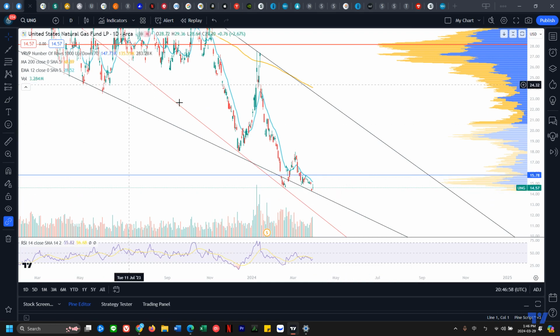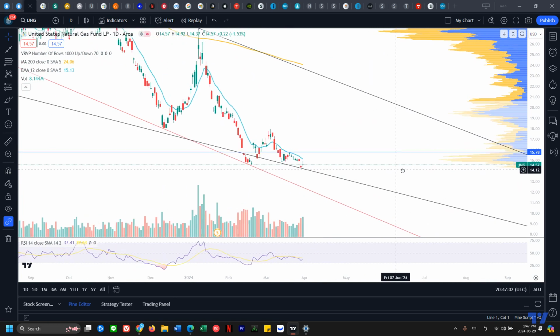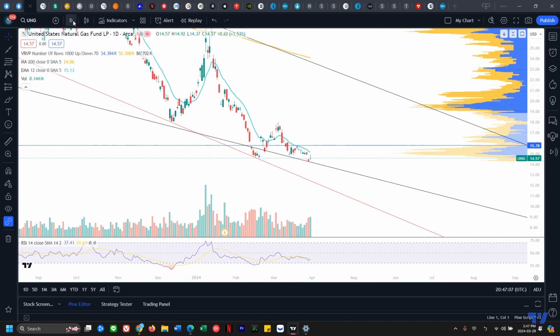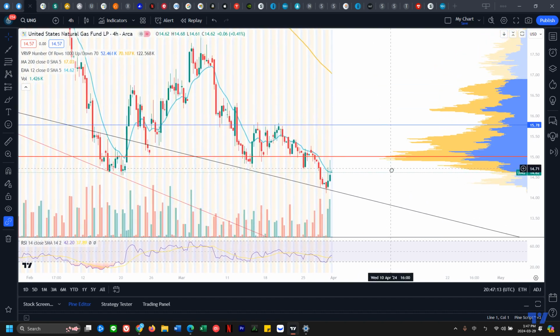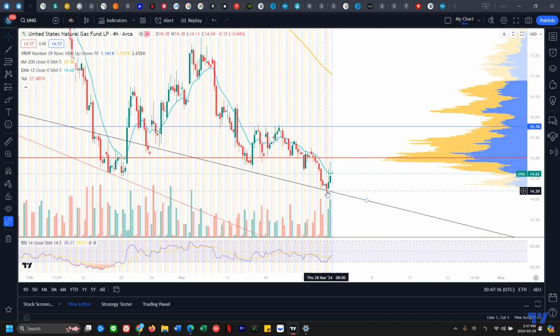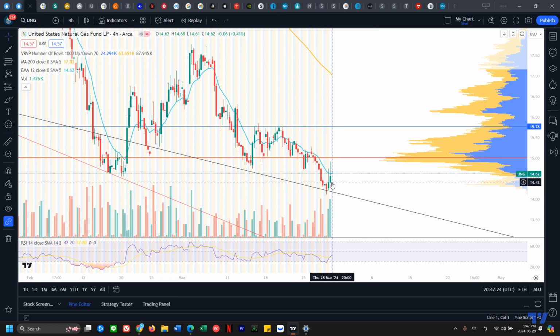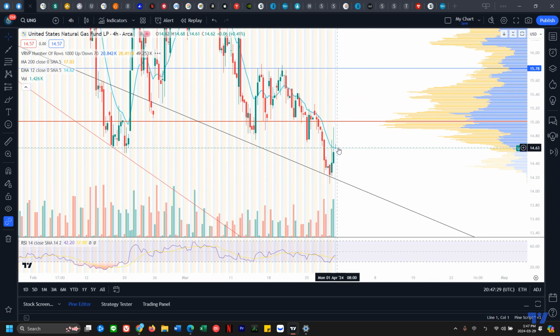All right, let's take a look at UNG. Similar idea. Let's go to the 4-hour charts. We had the same idea. We kind of broke and bounced. The UNG bounced about the same, 5.7%. It didn't look like a big bounce because of how much we've been dropping, but you can see that we closed roughly around here.